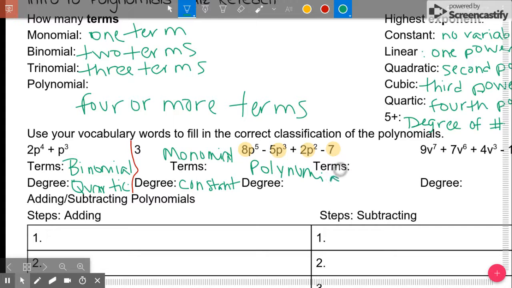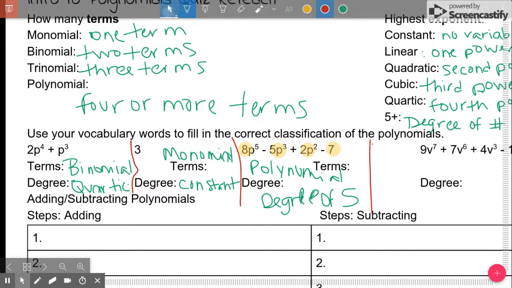Sorry, I'm running out of space. In degree, your highest exponent is 5, so it's going to be degree of 5. Sorry, I'm still getting used to using this pen on here. So that is our third example.